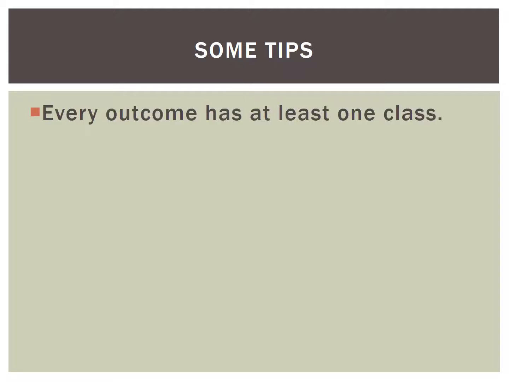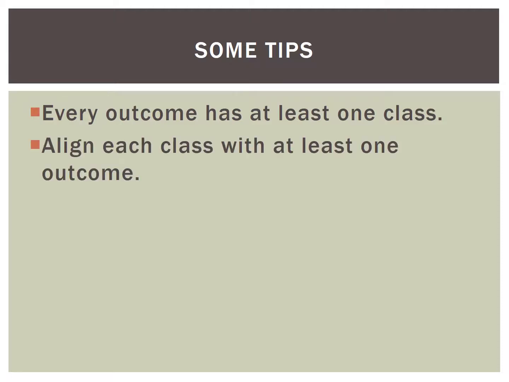First off, every outcome should be aligned with at least one class. So if you have an outcome for your degree or certificate, there has to be at least one class that is specifically aligned with that outcome. Students are going to show that they meet the outcome by taking at least one class. Similarly, every class that's listed as a required class should be aligned with at least one program outcome. So to put it another way, when you're looking at your map, every box under your classes should have some kind of alignment with an outcome.